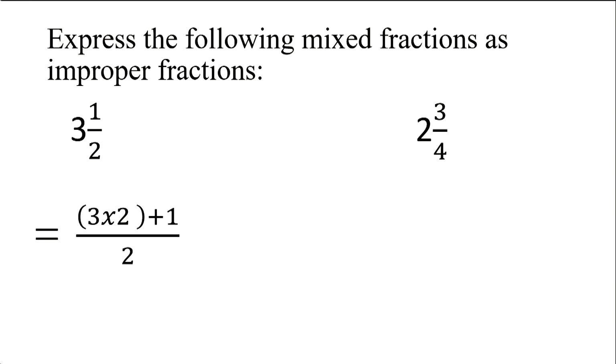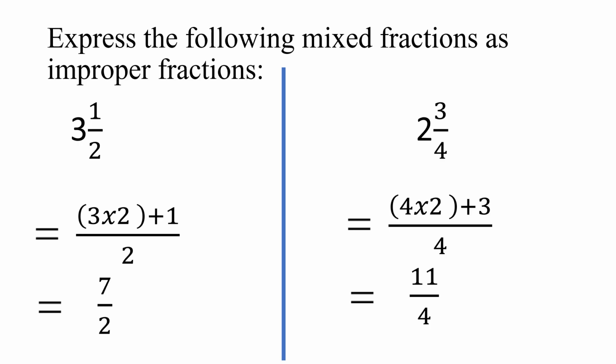Now let us learn how to convert mixed fraction into an improper fraction. Now it is a question, 3 1/2. Here we have to multiply 3 by 2. Therefore 3 2s are 6 we will get, plus 1 we have to add the 1. Then what we will get? 6 plus 1 is 7 by 2. Similarly, we have to multiply 2 and 4 we will get 8. 8 plus 3 is 11. Therefore, answer is 11 by 4.